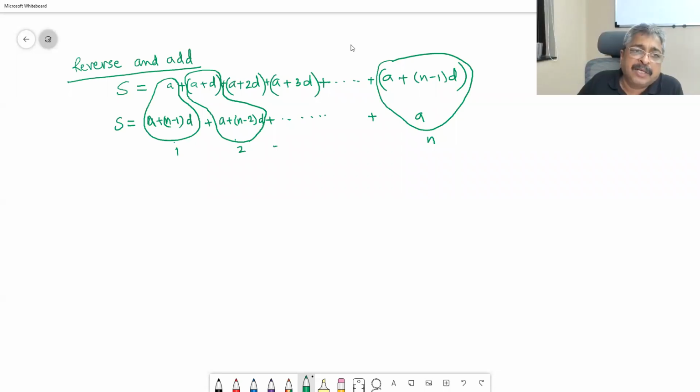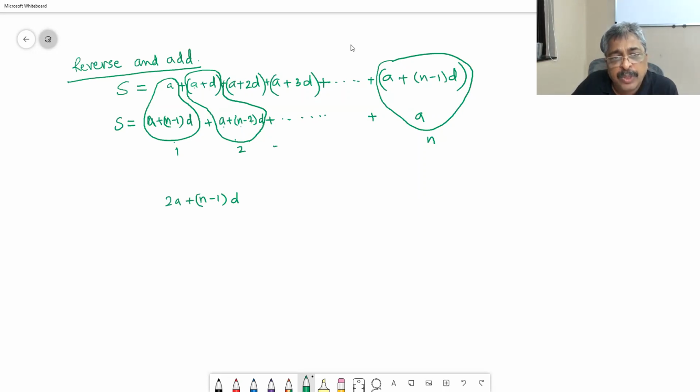So the technique is reverse and add. You reverse these numbers which are in arithmetic progression and add them. Because we are reversing the direction, the summation is not going to change, therefore S will remain S. The last term will come below the first term, the second last term below the second term, and the summation of those two numbers is 2a plus (n minus 1) times d. Always. See here, a plus a, 2a.